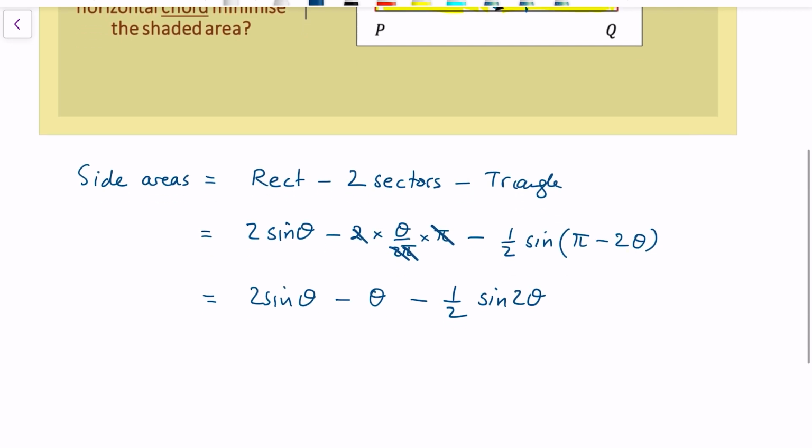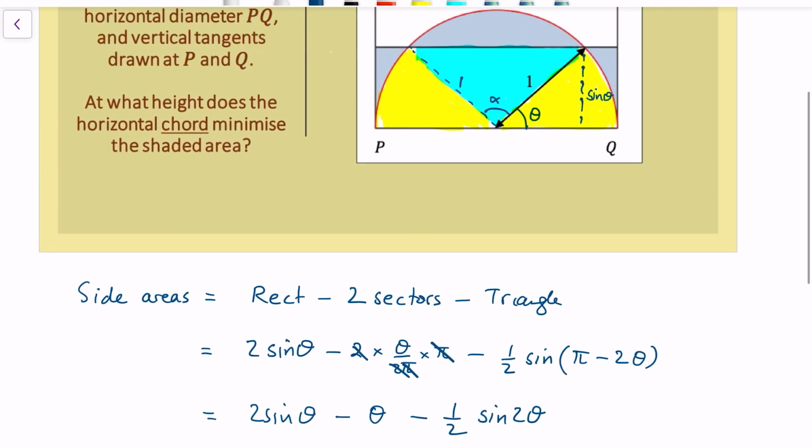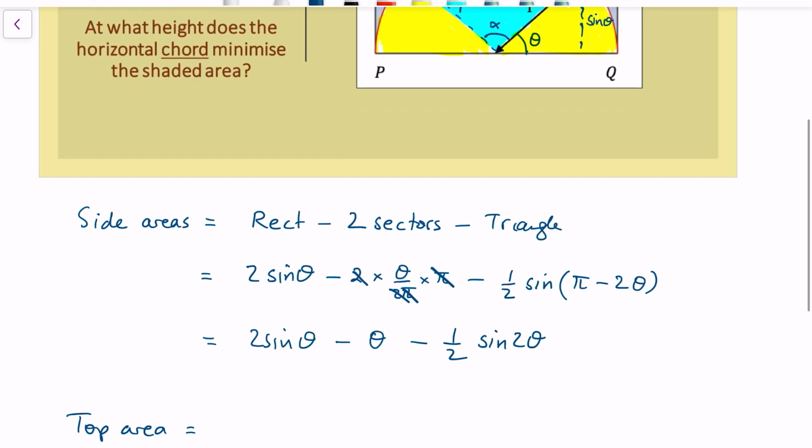Okay, and then the top area. The top area is the big sector with the angle alpha minus the triangle. So it's alpha being pi minus 2 theta, all over 2 pi, times pi r squared, but again the radius is 1, minus the area of the triangle, which was a half sine 2 theta.